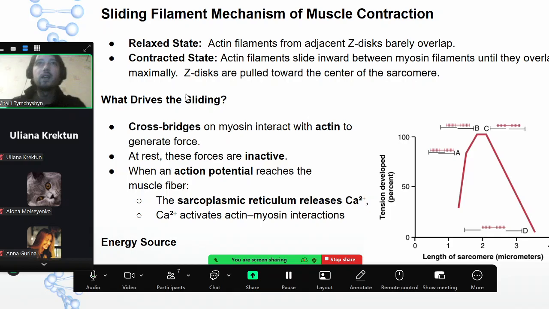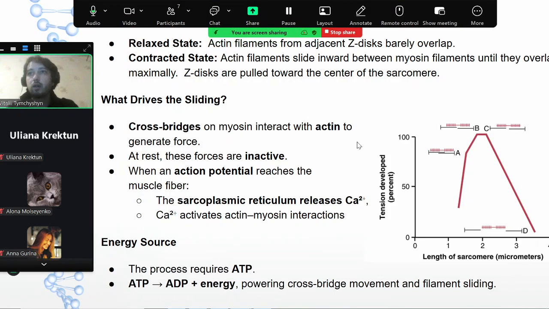So let's do it quickly. Here is a little bit regarding that sliding filament mechanism of muscle contraction. I know I still haven't shown you that power stroke with all those heads, but that's ahead of us. I will show you. In the relaxed state, actin filaments from adjacent Z disks barely overlap. In the contracted state, the actin filaments slide inward between the myosin filaments until they overlap maximally. So the Z disks are pulled toward the center of the sarcomere.